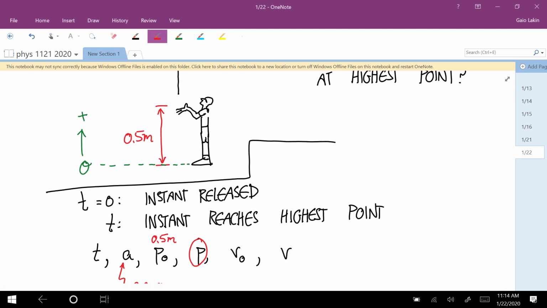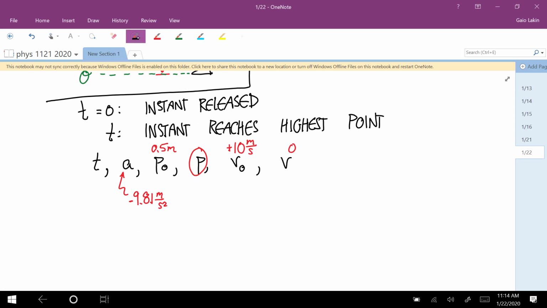Okay, so yeah, we know that the speed is 10 meters per second. And then we have to think about what direction it's moving. At that instant, is it moving in the positive or negative direction? Positive, because it's on the way up. And then finally, at time t, when it reaches the highest point, do we know the velocity? Yep, that's 0.